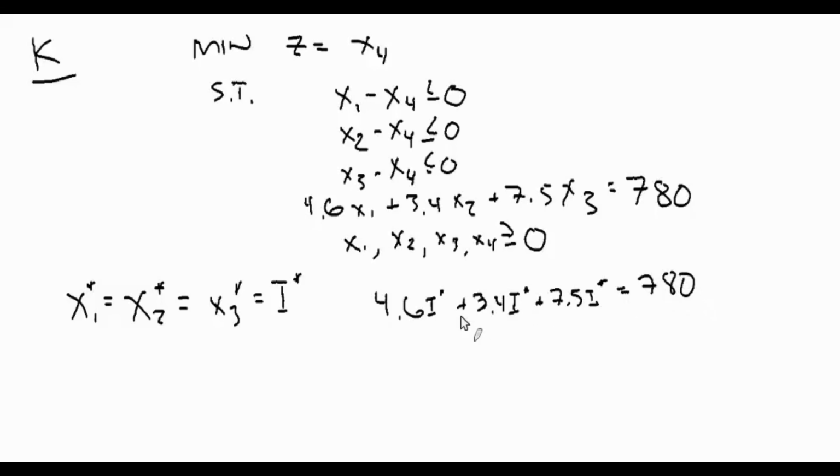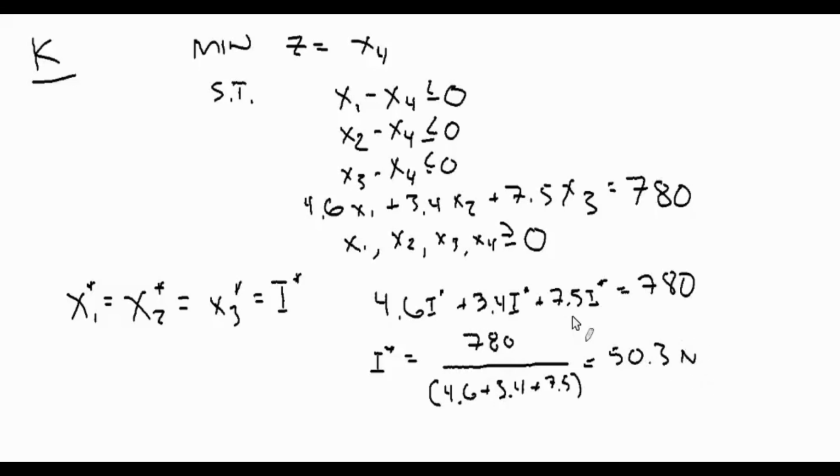If we just collect our terms here, 4.6, 3.4, and 7.5, we get I star is equal to 780 divided by 4.6 plus 3.4 plus 7.5. And that is 50.3 newtons.